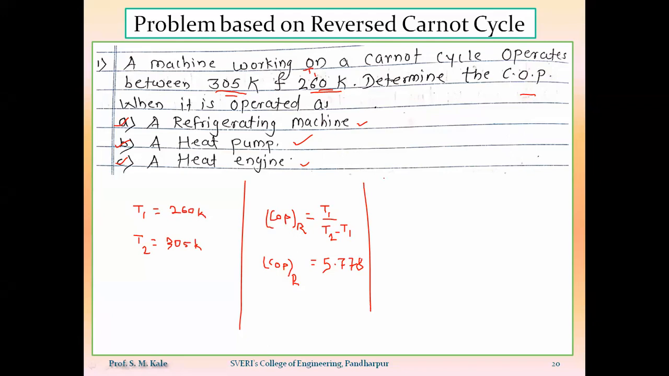Now, when the same refrigerating system is working as a heat pump, we have to calculate the value of COP of heat pump. What is the formula for COP of heat pump? In two ways we can find the value of COP of heat pump. We know the relationship between COP of heat pump and COP of refrigerator: COP of heat pump is COP of refrigerator plus 1. Or otherwise we can use another equation. What is that other equation?